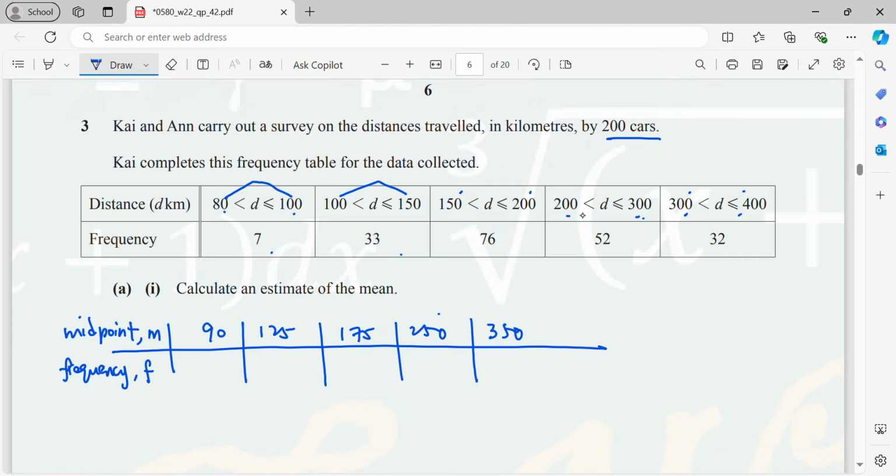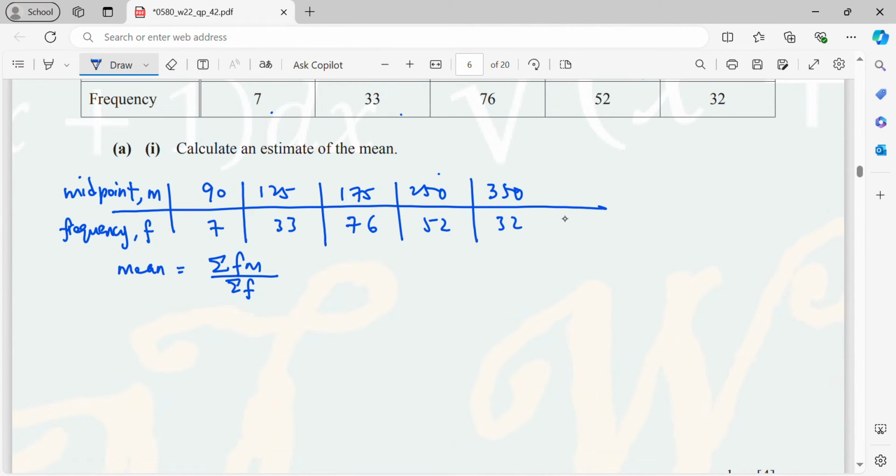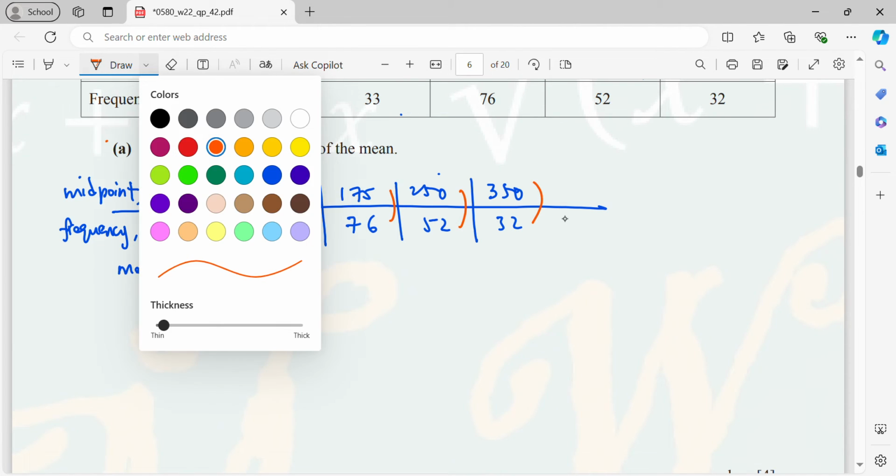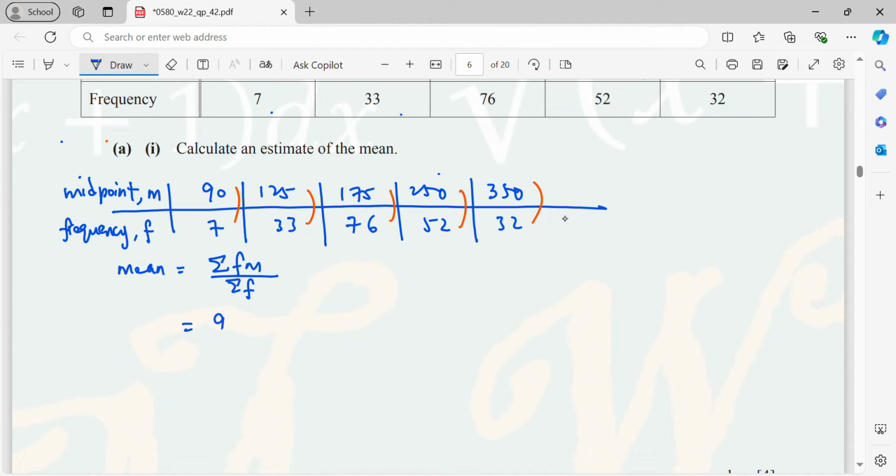Then I'll copy all the frequencies: 7, 33, 76, 52, and 32. So now your mean equals summation Fm over summation F, which means you multiply the F with the M, then add them together for the numerator. So here it is going to be 90 times 7 plus 125 times 33 plus 175 times 76 plus 250 multiplied with 52, followed by 350 multiplied with 32.